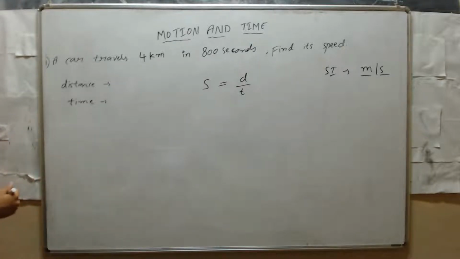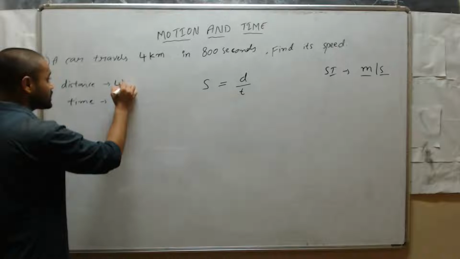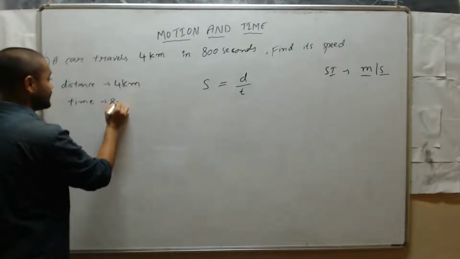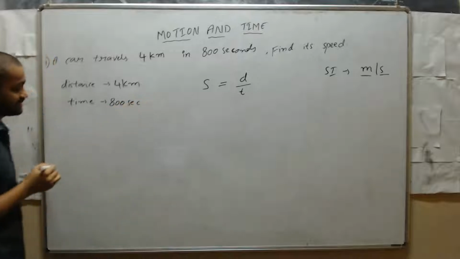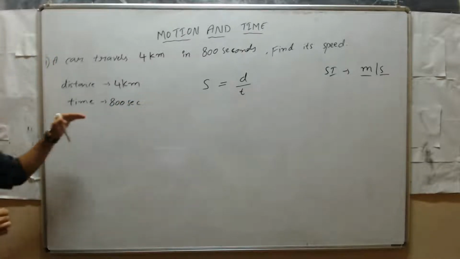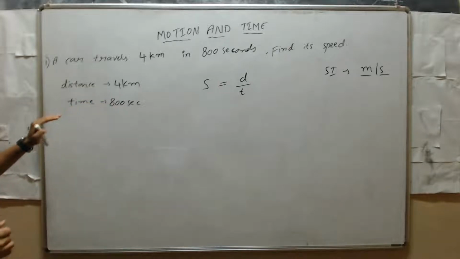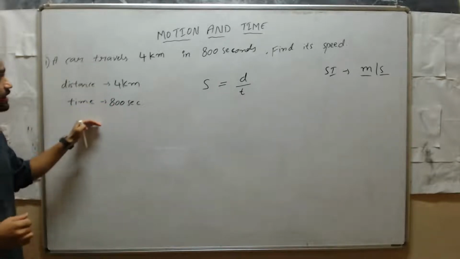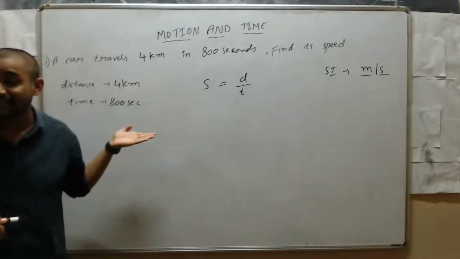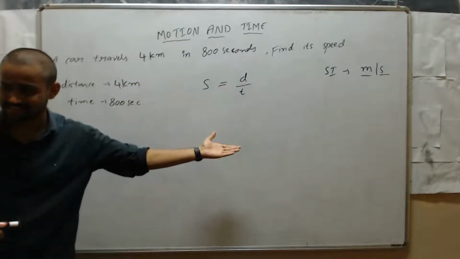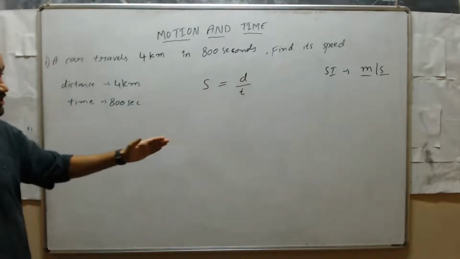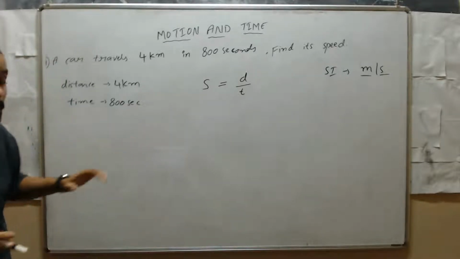Distance he has given, that is 4 kilometers, students, and the time he has given, that is 800 seconds. Just what he has given, that is the data, is written here. Now substitute the values: distance is 4 kilometers and time is 800 seconds. Is it clear?